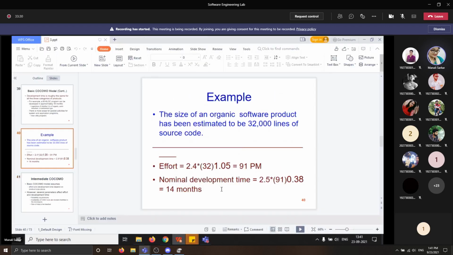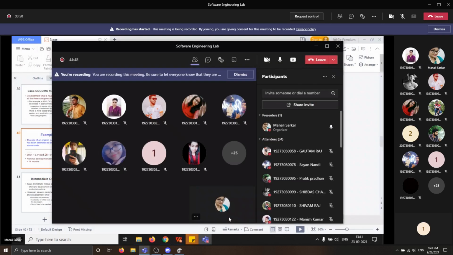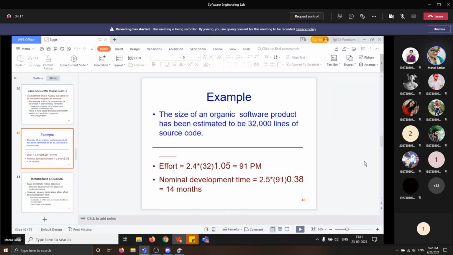The next topic is intermediate COCOMO. I'm not going to explain intermediate COCOMO today. We will be explaining intermediate COCOMO in the next class. But as of now, we have completed COCOMO. Do you have any doubts, students, regarding COCOMO? Any doubt? Students, please respond. Any doubt regarding COCOMO? Respond. So no one is responding. So I'm assuming that all of you have understood what COCOMO is.